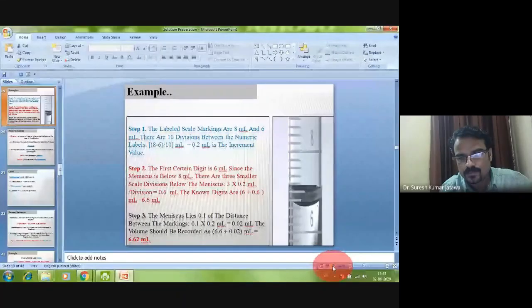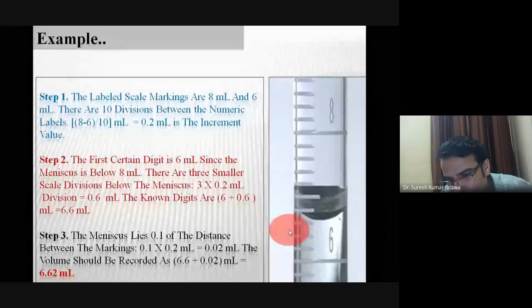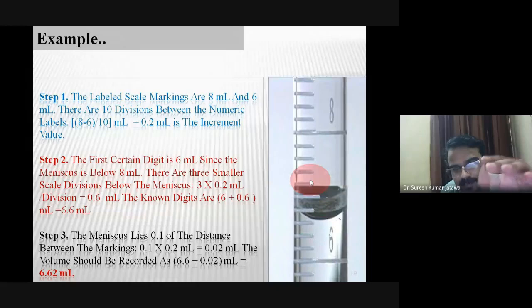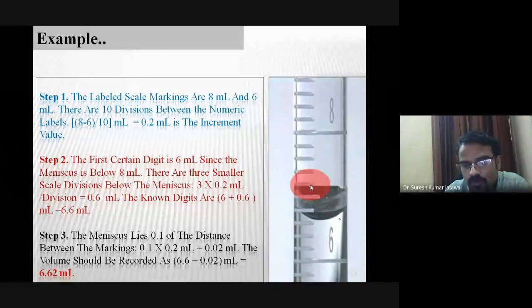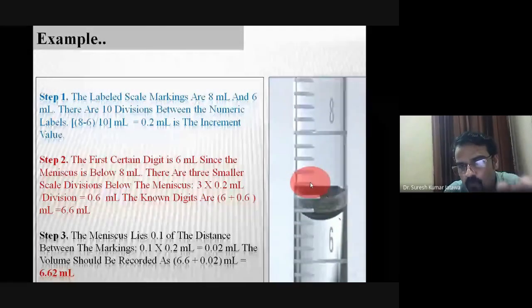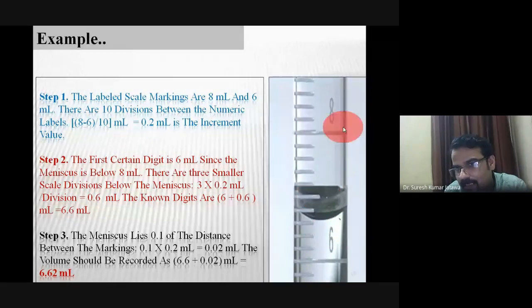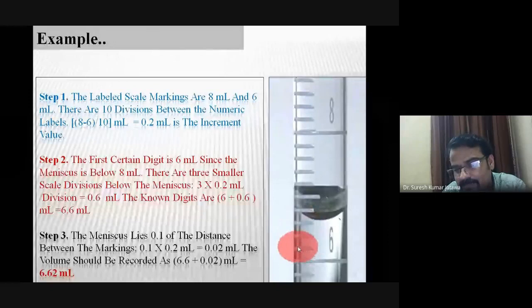Sure. So your question is why we added 6, no? It is for calculation only, to understand how we measure the significant digits. When you see from downwards, it is 6, it is 7, and it is 8. Between 8 and 6, there are 10 smallest divisions, and each division is of 0.2 ml.